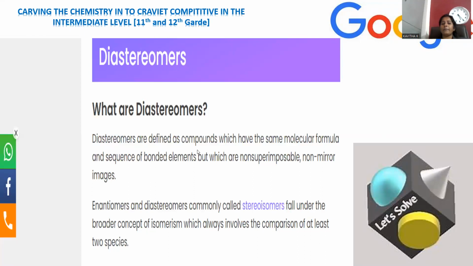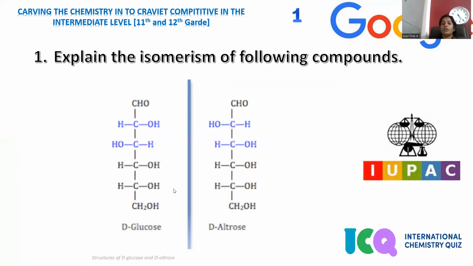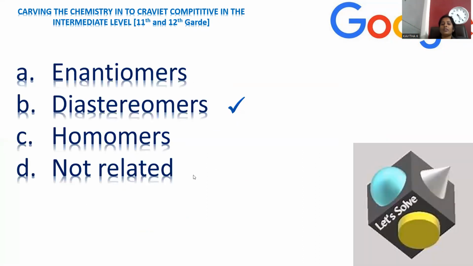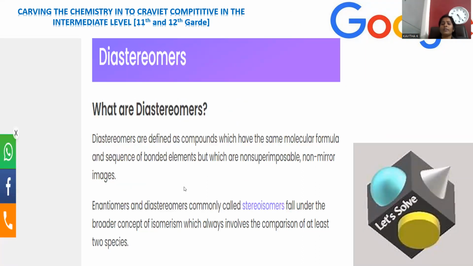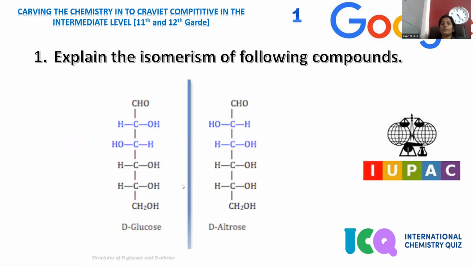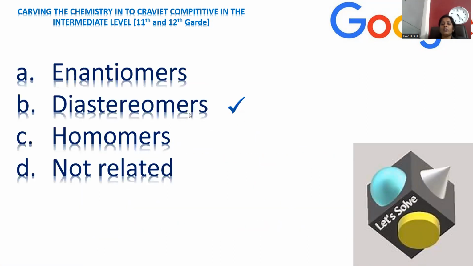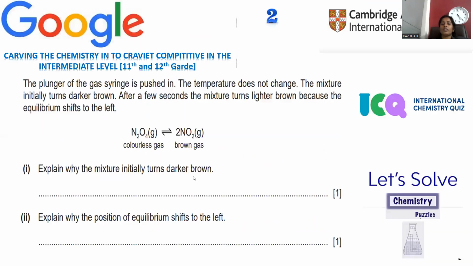Diastereomers are defined as compounds which have the same molecular formula and sequence of bonded elements but are non-superimposable, non-mirror images. Non-superimposable in the sense, if you take both the molecules and put one upon another, both are not exactly resembling. And moreover, if you put a mirror in between, both are not exactly resembling one another. That is called non-superimposable, non-mirror images. This is the way question number 1, option number 2 is the correct answer. Move on to question number 2.